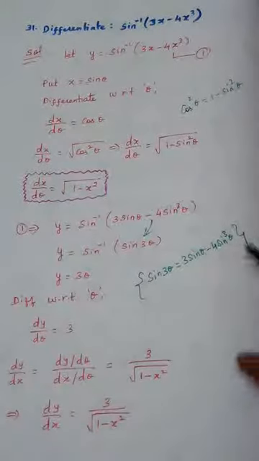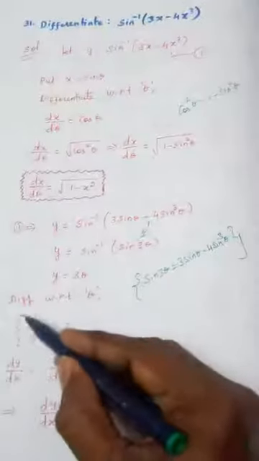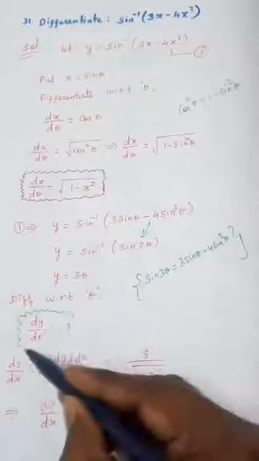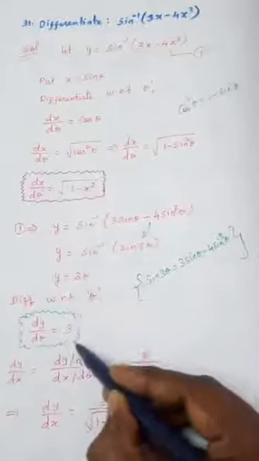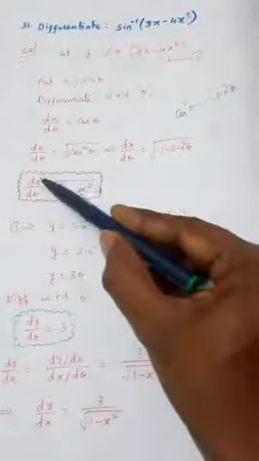Now I've got two values. One is dy by d theta. What is the other one? Other one is dx by d theta.